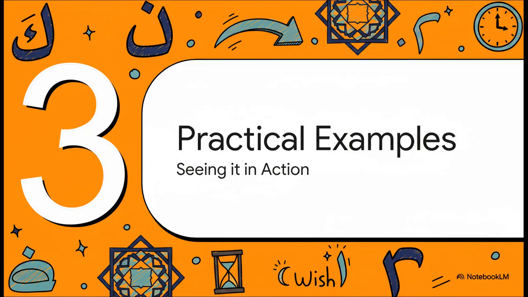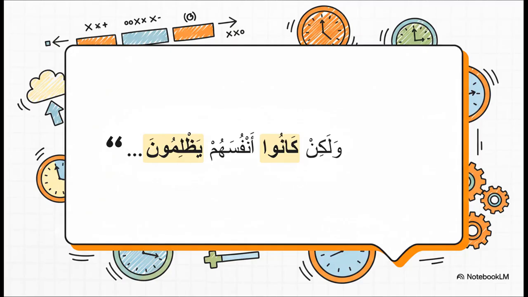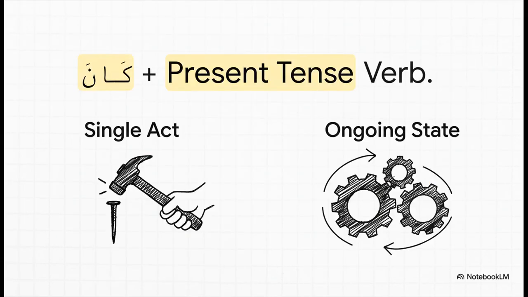Okay, all this theory is great, but let's see how these rules actually change the meaning when they're out in the wild. Looking at real examples, especially from a text as deep and meaningful as the Quran, really shows us why these little details matter so much. All right, take a look at this verse. The key phrase for us is kanu yazlimun. Now, does that pattern ring a bell? Think back to those first 3 foundational forms we talked about. That's it. It's kana plus a present tense verb.